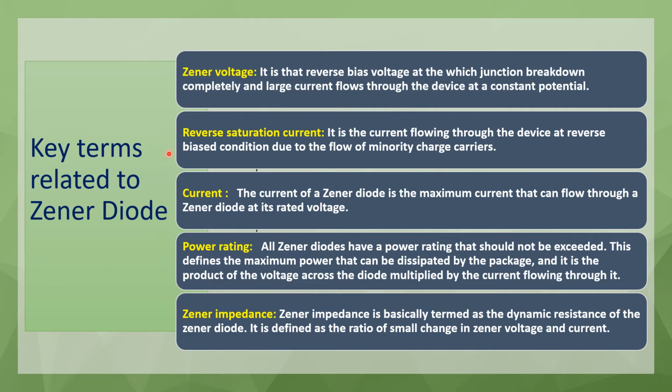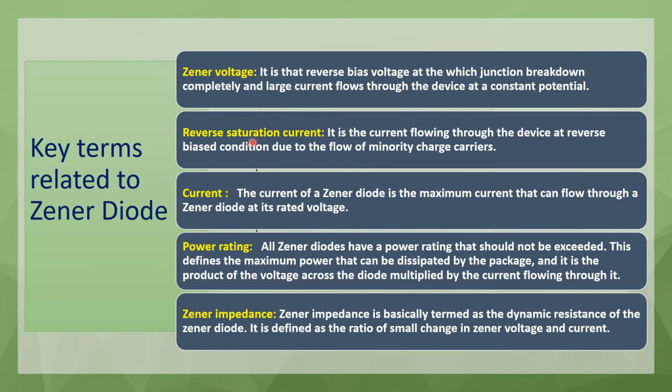Now we will talk about some key terms related to the Zener diode. So what is Zener voltage? Actually, the Zener voltage is the voltage at which the Zener diode allows a large current to flow through the device at constant potential. As I mentioned in the VI graph, till it reaches the Zener voltage, it does not allow the current. Only after that does it allow the current. So that is the main parameter to select in real time.